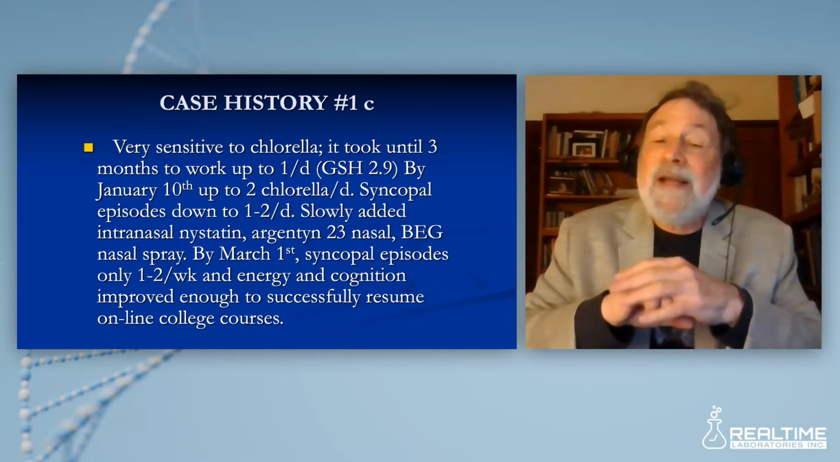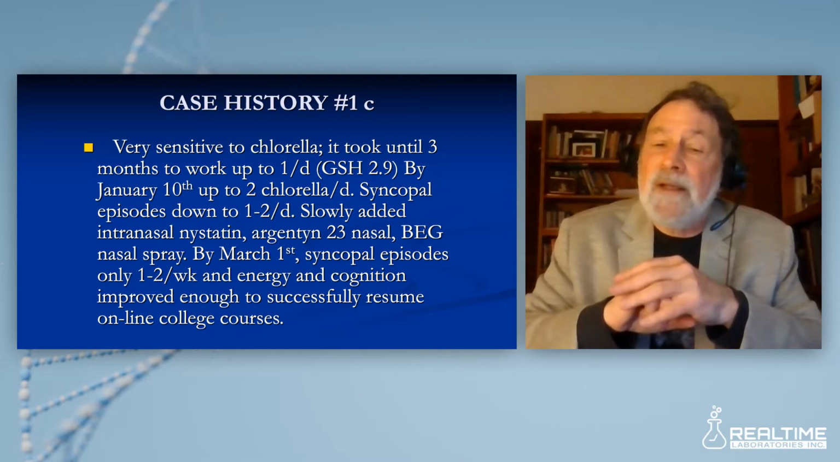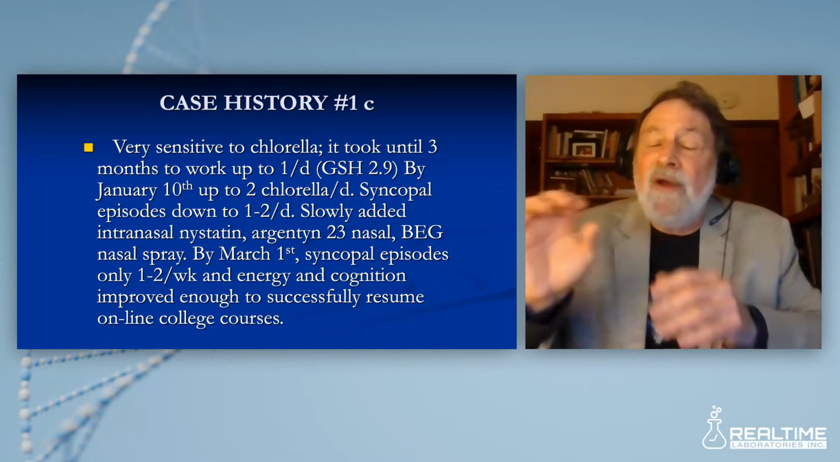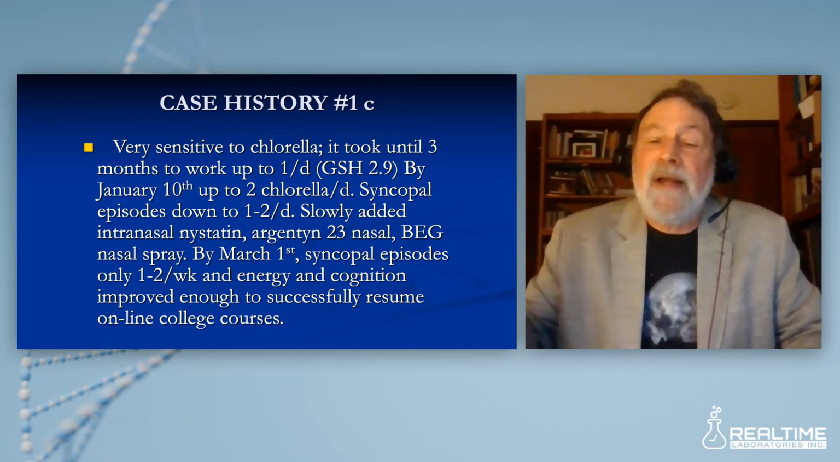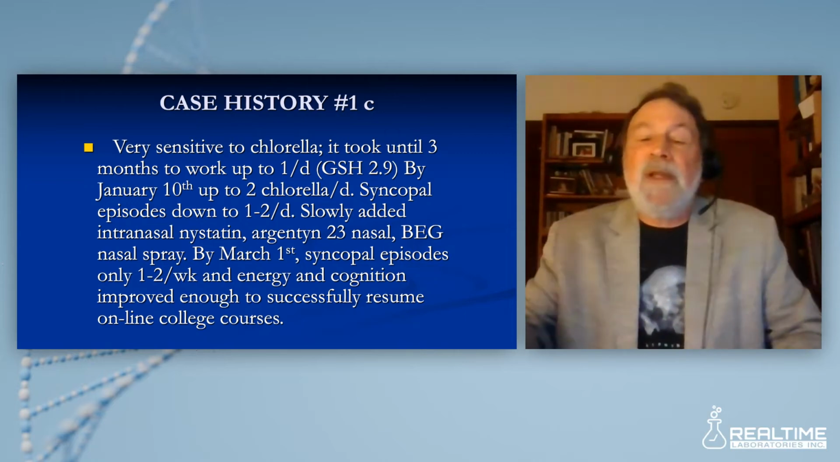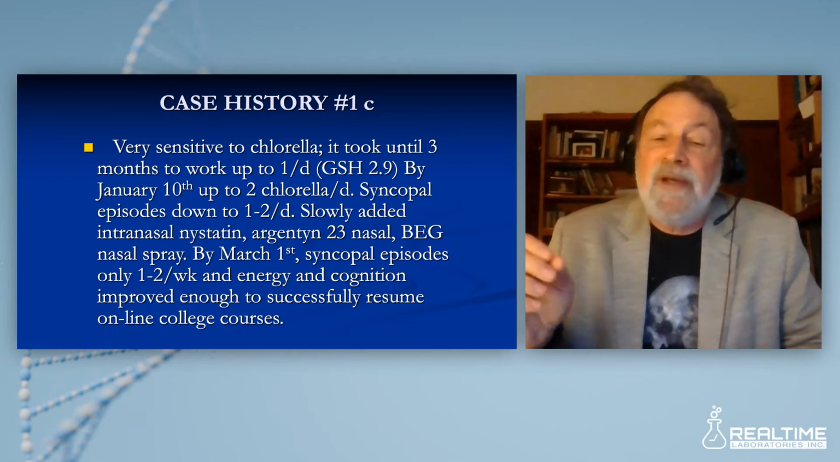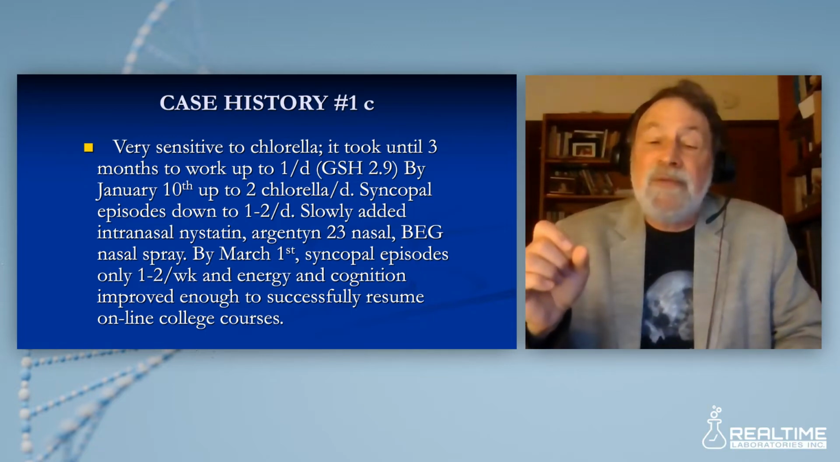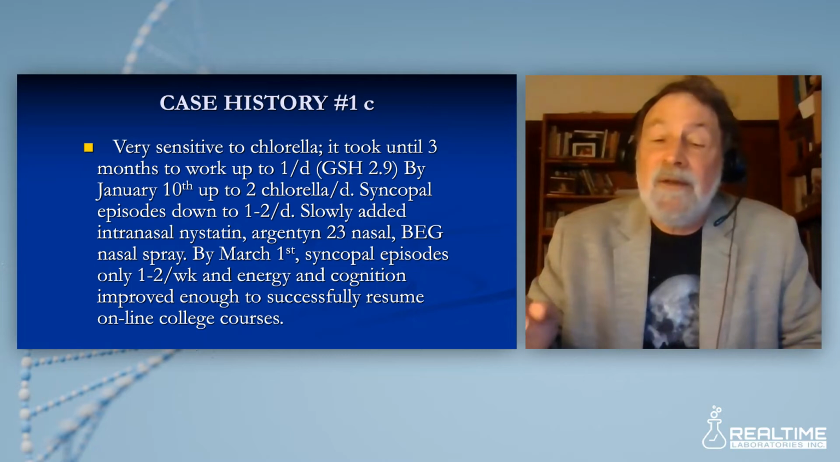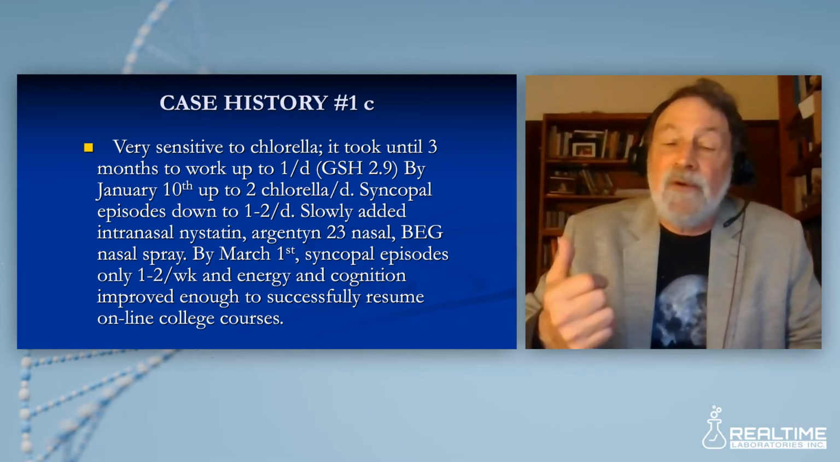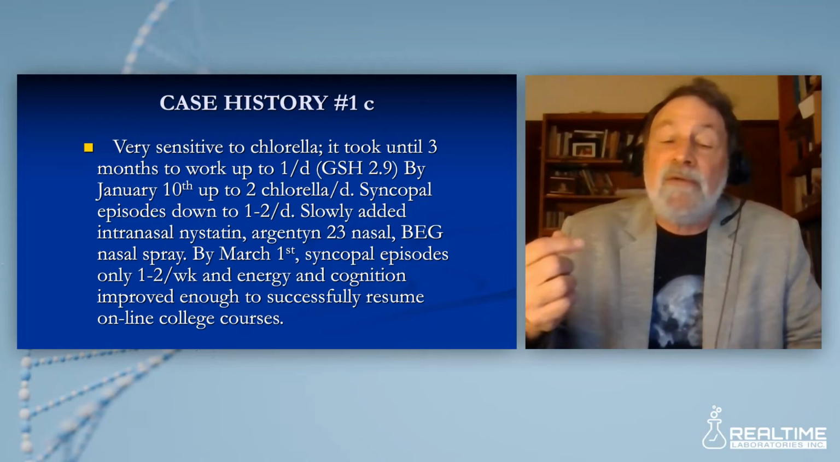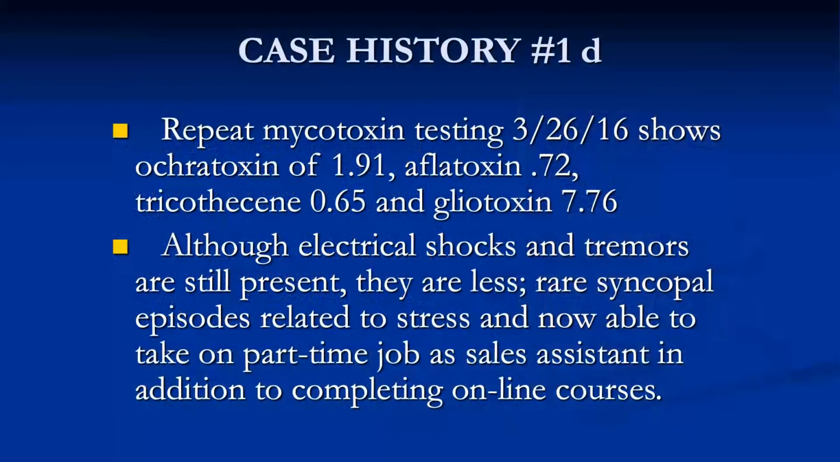Okay, so by January, she had worked up to 2 chlorella a day, but keep in mind that even on this tiny, tiny dose of chlorella alone, her syncopal episodes were down to 1 or 2 per day, way down from the 10 to 20 she had. We slowly added intranasal nystatin, Argentyn 23, BEG spray. By March 1st, her syncopal episodes were down to 1 or 2 per week. Energy and cognition were markedly improved, enough that she was successfully able to resume online college courses.